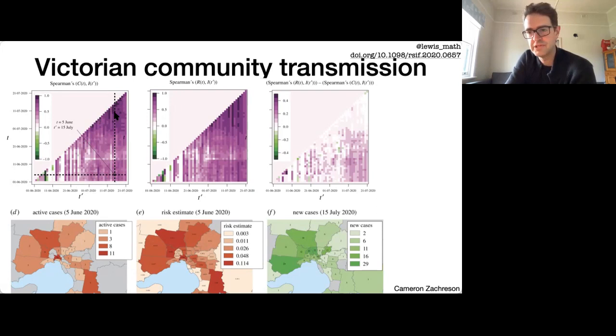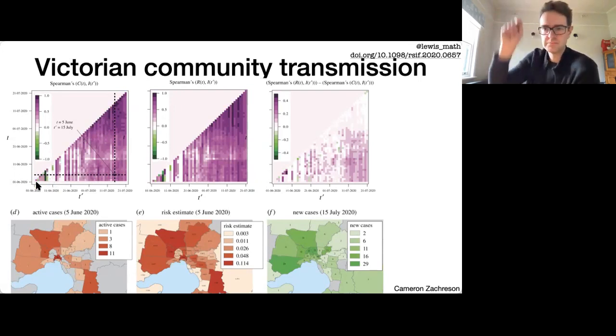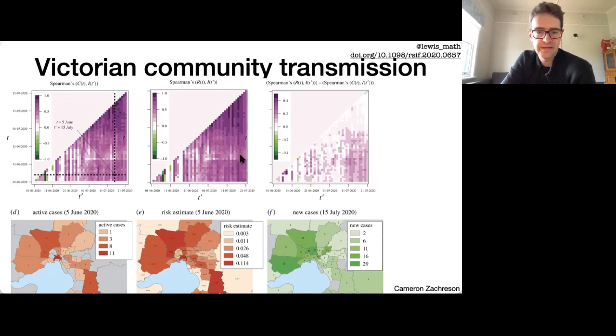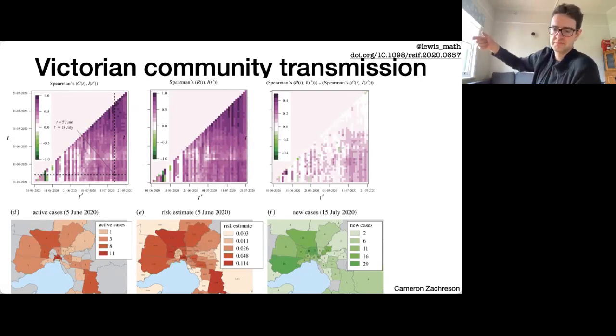So when there's lots of community transmission, the number of cases today is pretty well correlated with the number of cases across each LGA tomorrow. And at the start of the outbreak, things are a bit more popping up randomly all over the place. So you should expect there to be darker colors up here. Similar with these risk estimates. So we're looking at the correlation between risk estimates at a point in time and then a point of time in the future. So again, when there's lots of community transmission going on, you should see that the distribution of cases today should look similar to the distribution of cases tomorrow across LGAs.